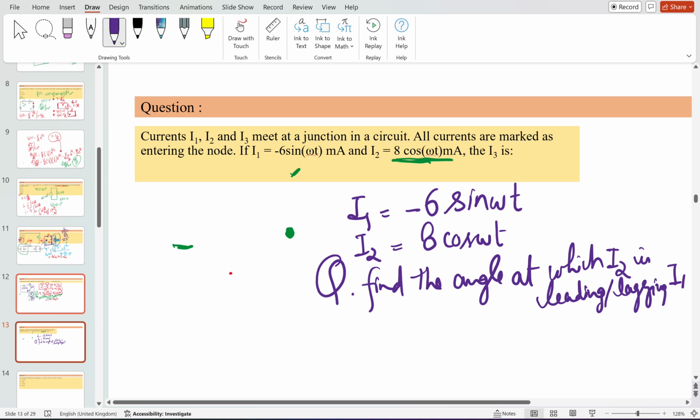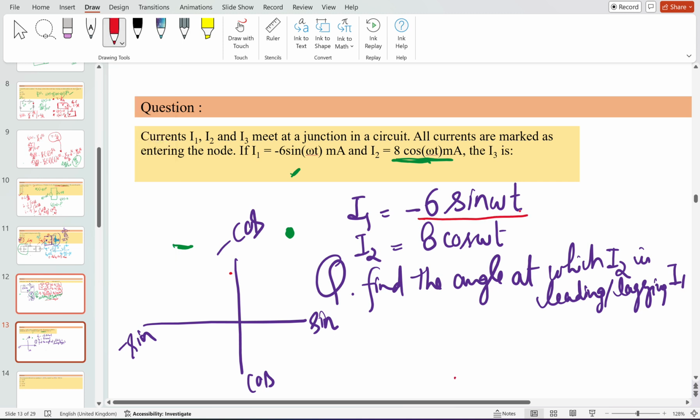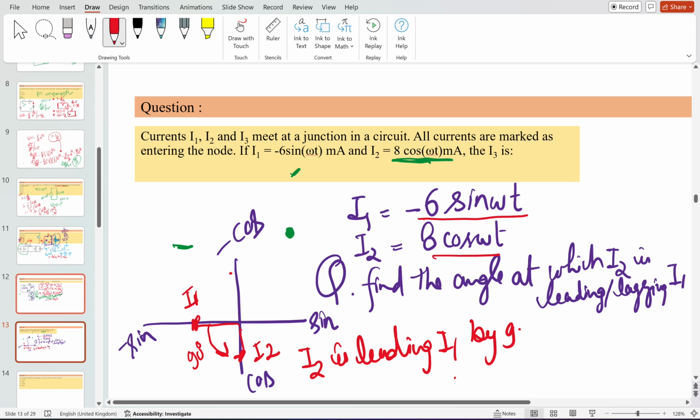For this kind of question, it will become easy to solve by this method. So this is sine, this is minus sine, this is cos, this is minus cos. How to represent I1? I1 is simply equal to minus 6 sine omega t, so I1 will come here. I2 is 8 cos omega t, so I2 will come here. If you see, this is the angle of 90 degrees in the anti-clockwise direction, it means that I2 is leading I1 by 90 degrees.